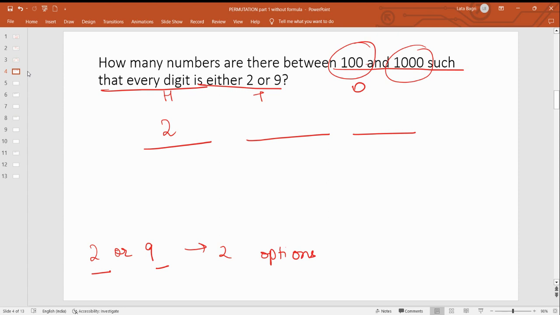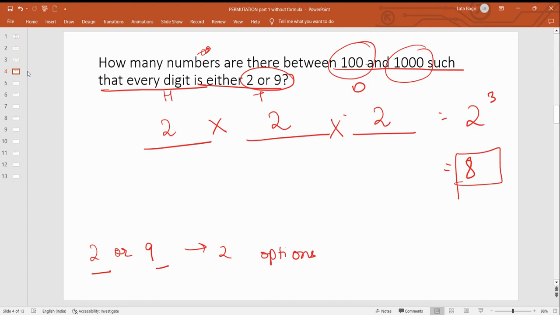Obviously, if I have only two digits and I have to make a three-digit number, there has to be repetition. The hundreds place can be occupied by either two or nine, so two ways. Similarly, the tens place can be occupied by two or nine, so two ways. The ones place I can also fill in two ways, either digit two or digit nine. All these have to happen together, so there is an "and" and I'll multiply. I'll get 2 to the power 3, which is 8. This is going to be my answer.